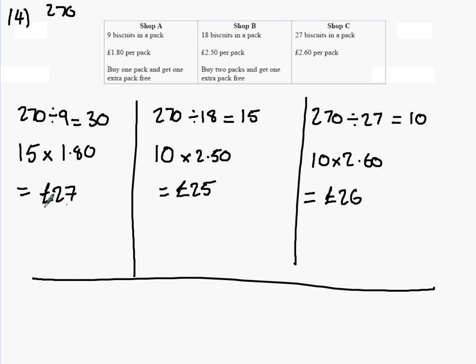So 26, 25 and 27. So we're looking for which one is cheaper. Shop B, and that's by £1 to shop C. Always put a little comparison between the two, just so it's showing you clear understanding there.